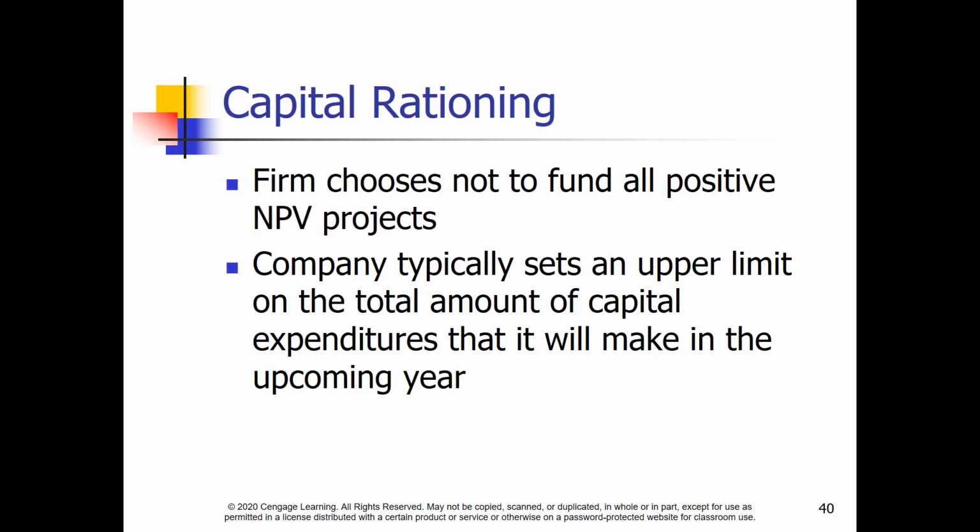The other issue is capital rationing. Firms may choose not to fund all positive NPV projects for internal or external reasons. Internal reasons would be that the firm simply places an upper limit on the amount of capital it wishes to invest in a given year and advises each division how much they can spend. This is soft rationing. If a division came up with a blockbuster project, the firm would probably find the funds.